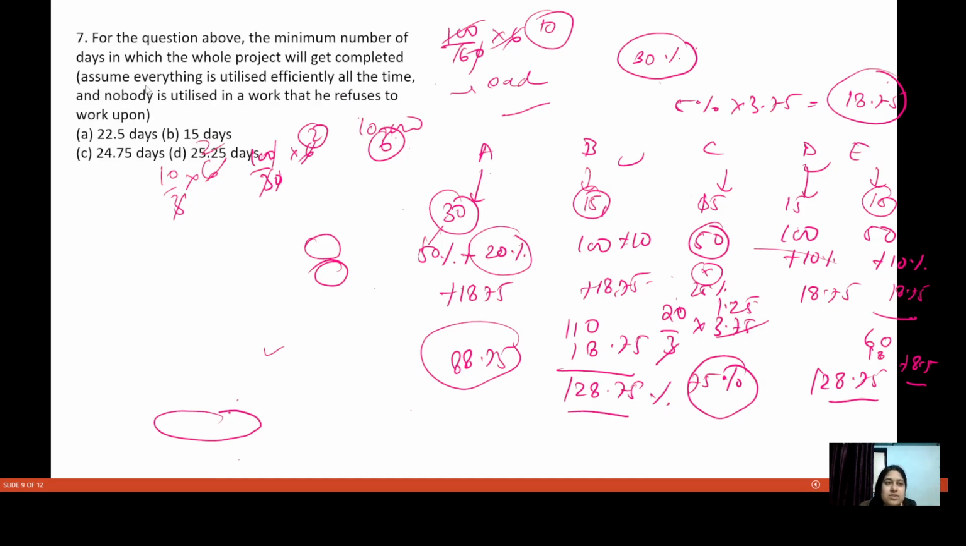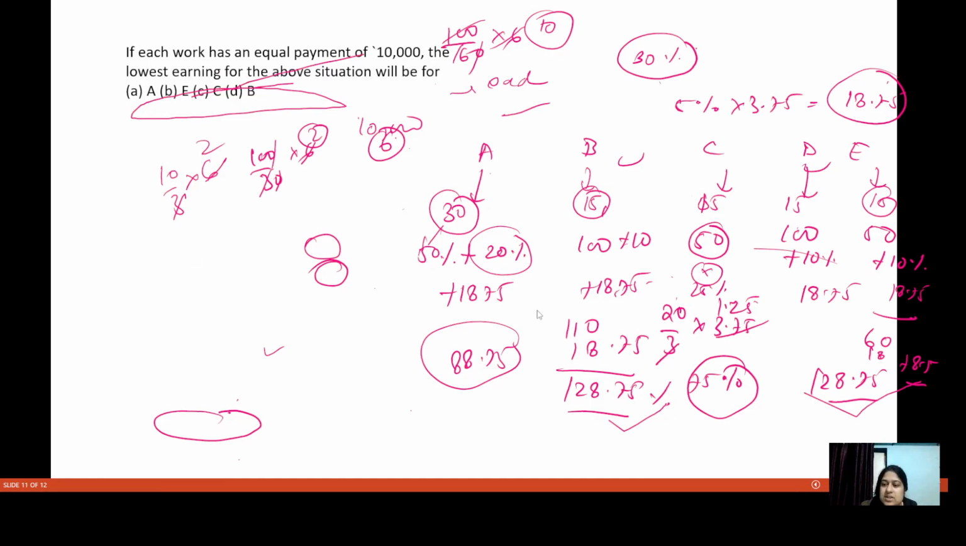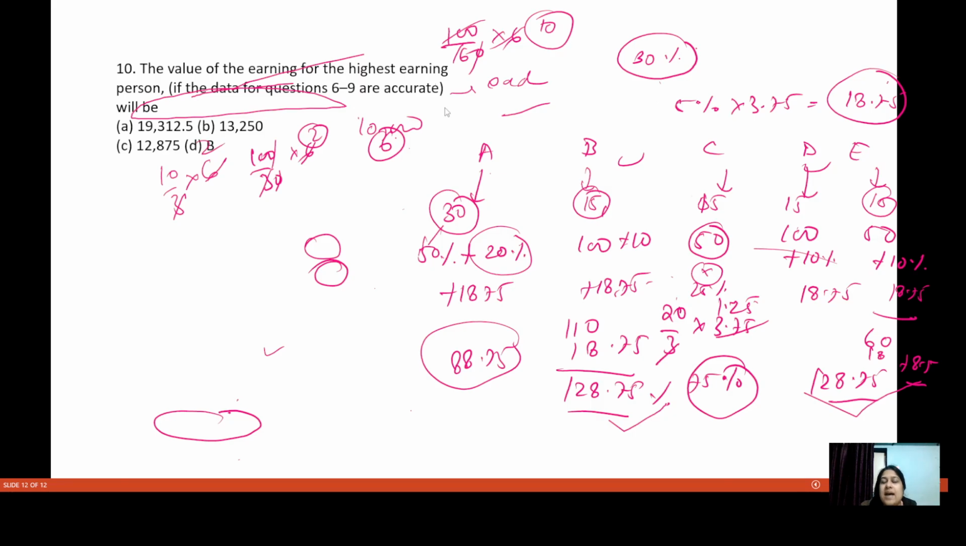Let's see what our question was asking. Our question was asking for situation 6, the highest earning will be for. Both B and D are coming to be 128.75% and they are doing the equal amount of the work. So our answer will be both B and D. Now let us look at the next question. It says the value of earning for the highest earning person will be.